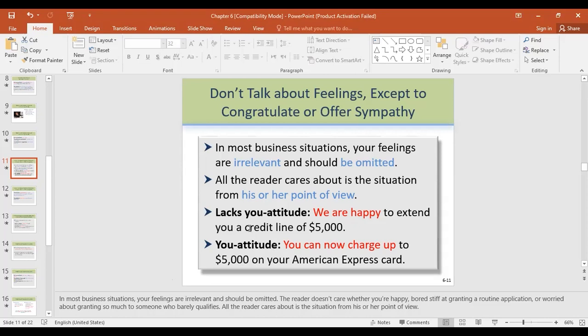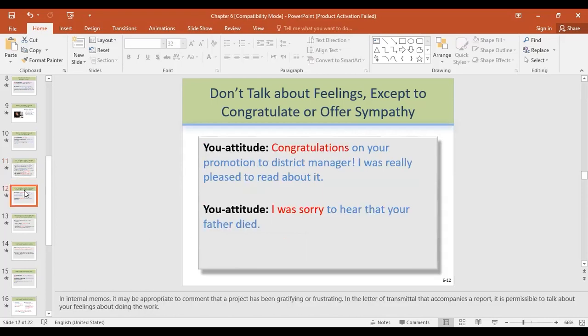Okay, if we focus on these two examples here, you can see that your emotion, that you are happy, is irrelevant and should be omitted. Your reader doesn't care if you are happy or not, okay? Only he cares about the situation, for example, charging up to $5,000 on your American Express card, which is the most important thing, or the most interesting for the readers. We have here also the other example, as we said.